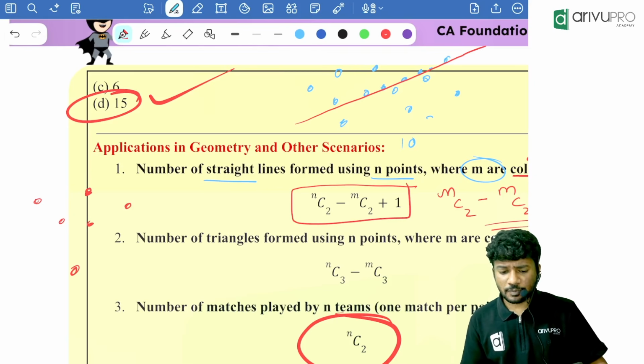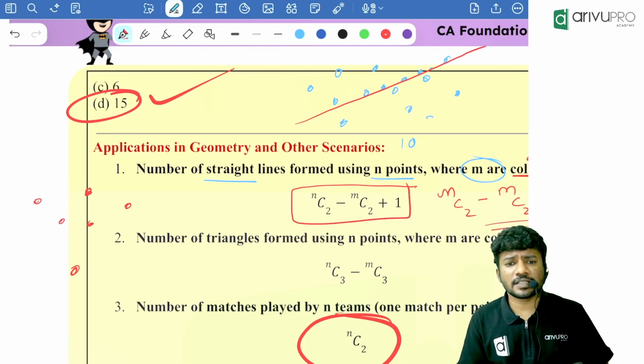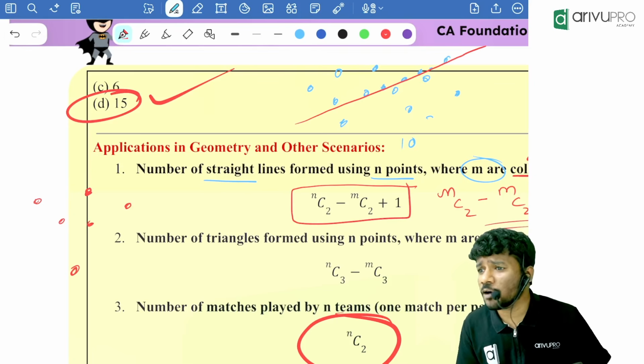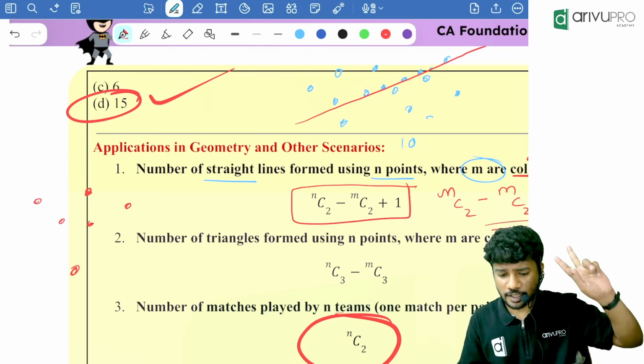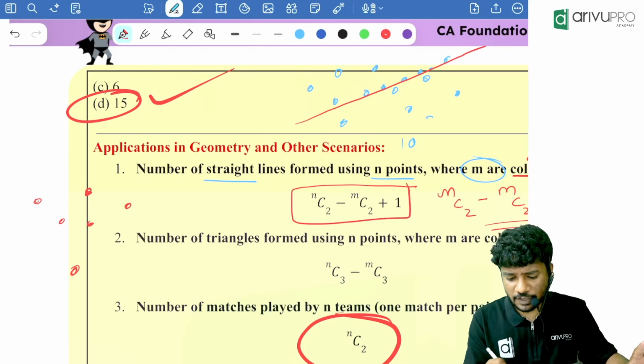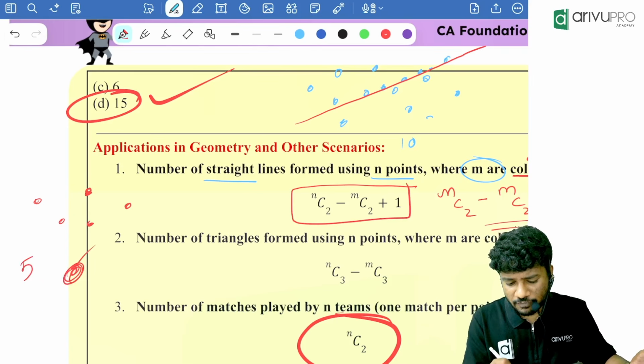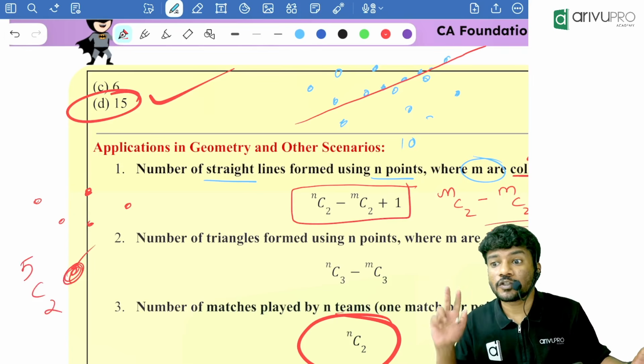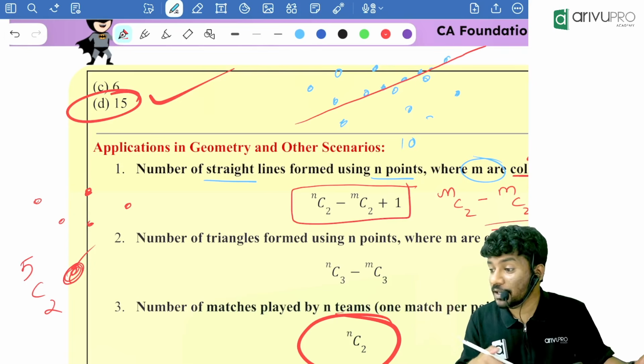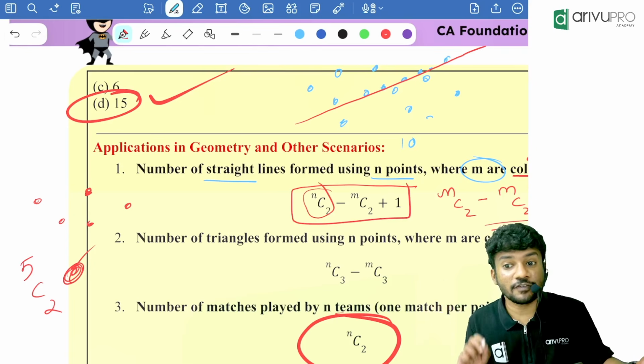How many lines can be formed? How many endpoints are there for a straight line segment? Two endpoints. So if there are 5 points, from 5 I should choose how many points? 2 points. That's why it is becoming 5C2, or NC2, in the first line.